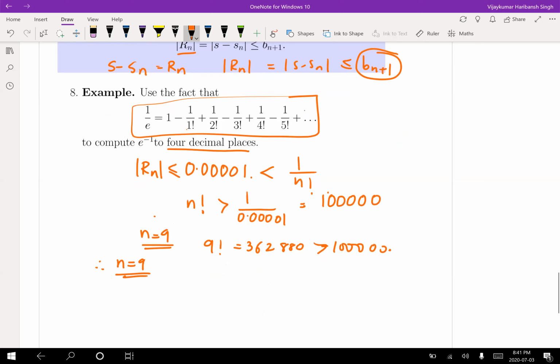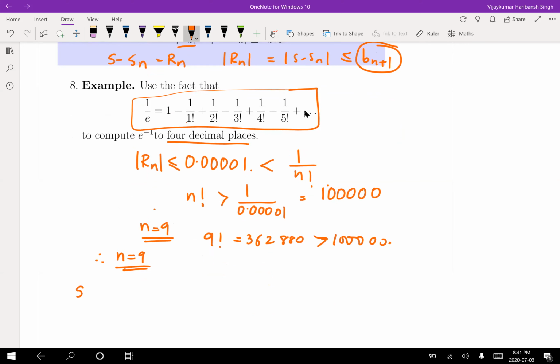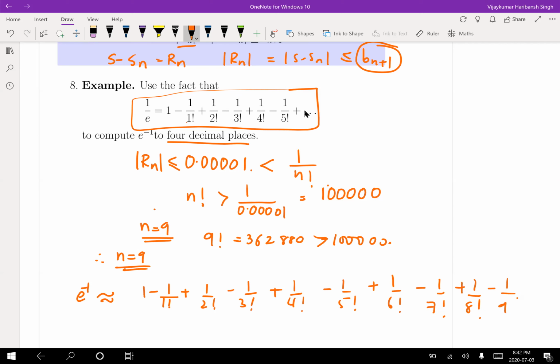So what are the terms we need to compute? We have to go all the way until 9. So e to the minus 1 is roughly equal to 1 minus 1 by 1 factorial plus 1 by 2 factorial minus 1 by 3 factorial plus 1 by 4 factorial minus 1 by 5 factorial plus 1 by 6 factorial minus 1 by 7 factorial plus 1 by 8 factorial minus 1 by 9 factorial. So this is your sum. Okay, so whatever the value is.